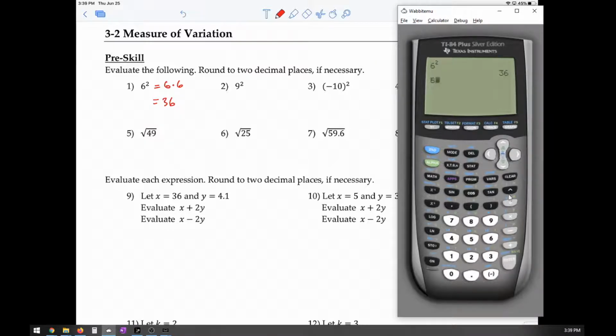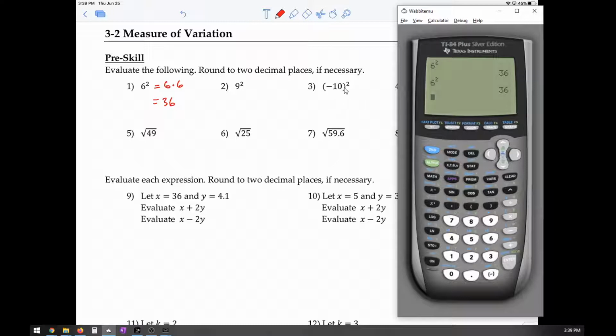Or we can do 6 and then press the caret button, this is a general exponent button, and you can specify your power. You can do 3, or in this case, we're going to do 2 because it's raised to the second power. So like that.